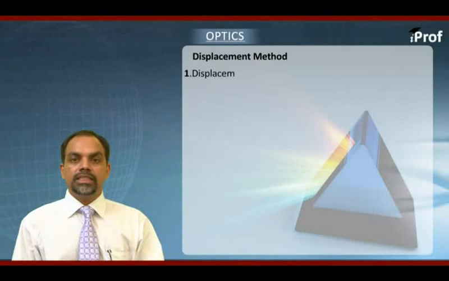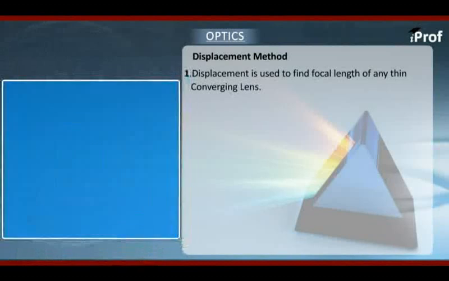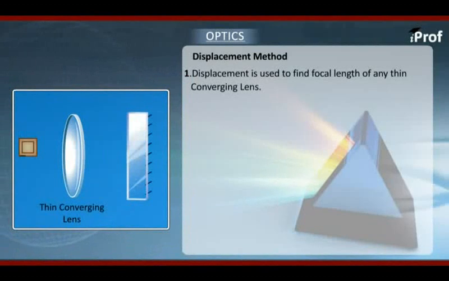Now this displacement method is used to find focal length of any thin converging lens. Let me put it with proper stress. I repeat it again. This displacement method is used to find focal length of any thin converging lens. It's a laboratory method. Now let's understand why it is called displacement method.